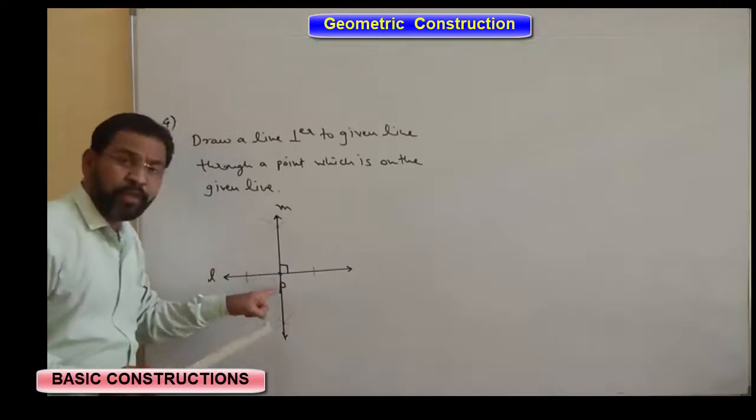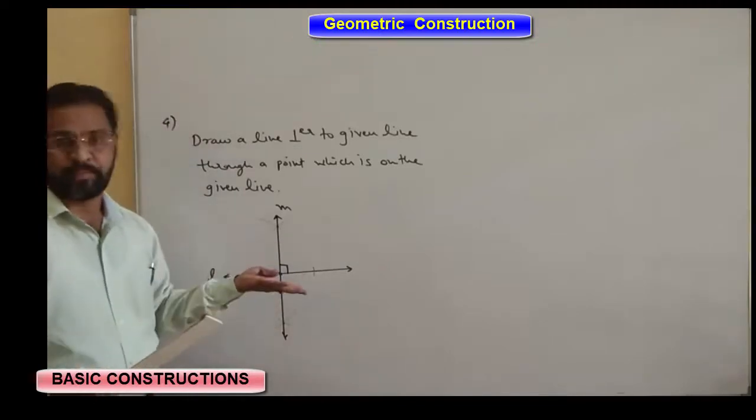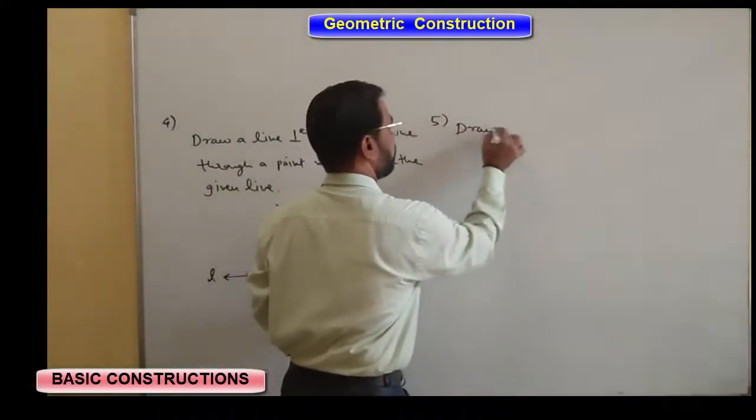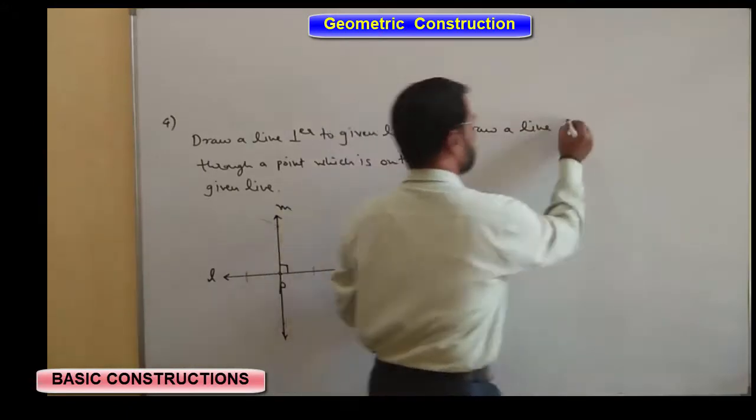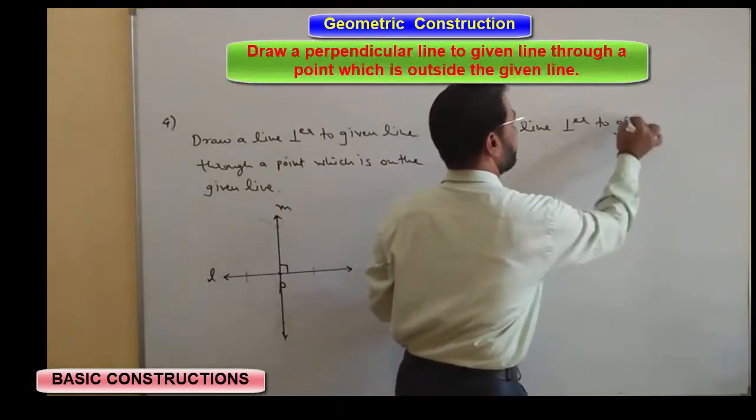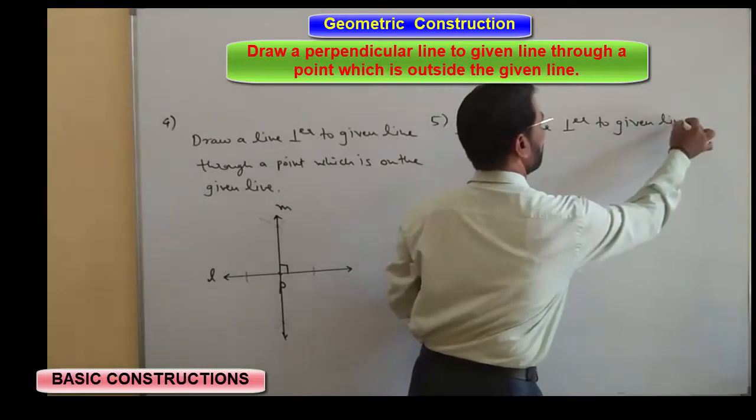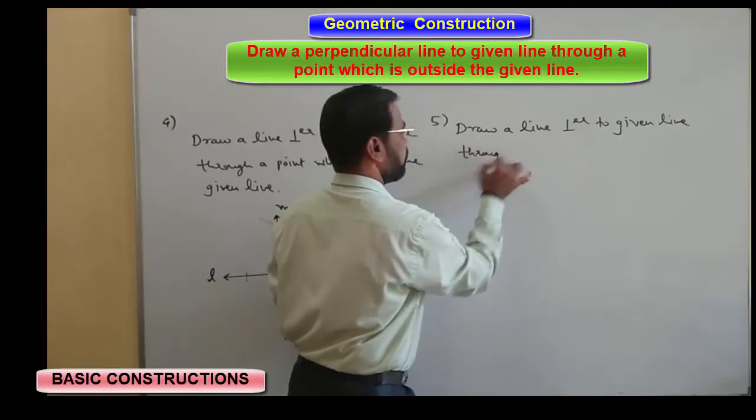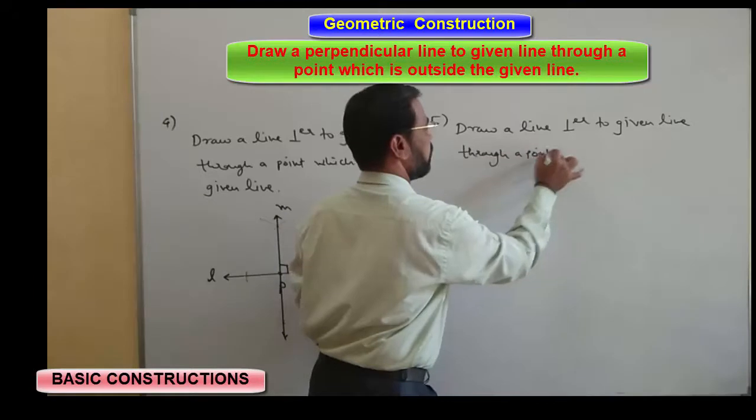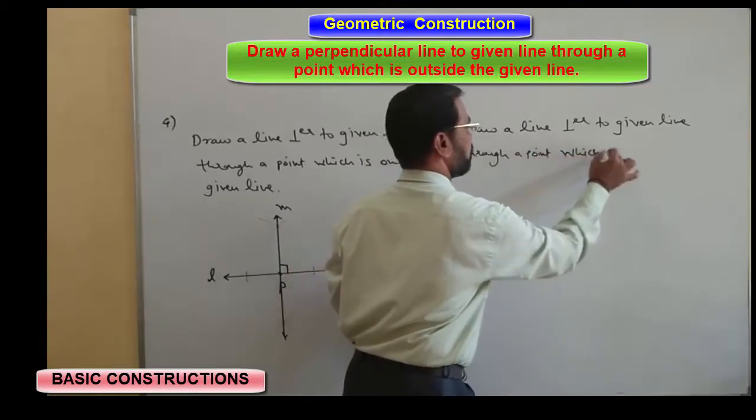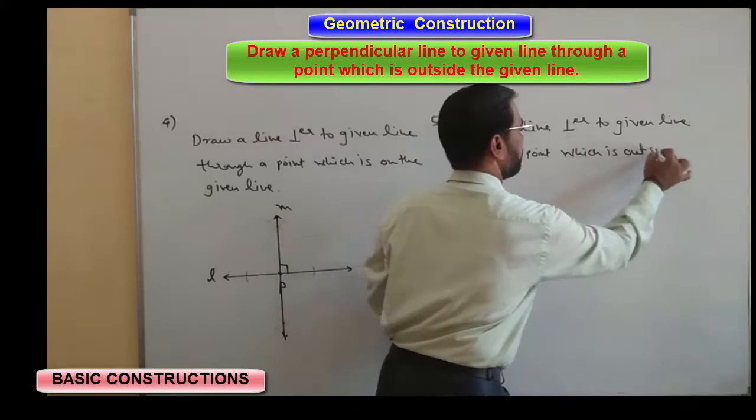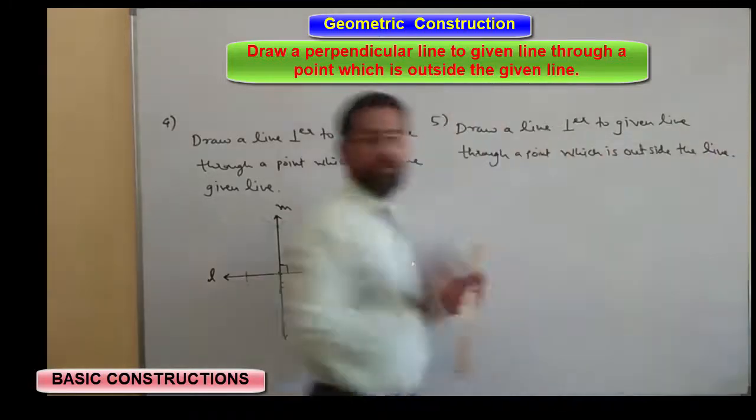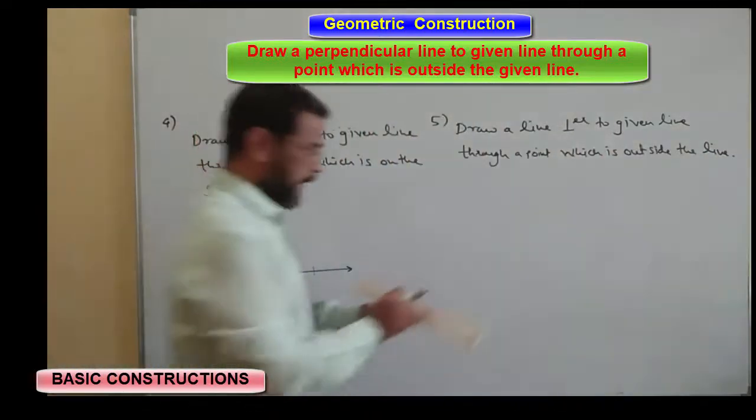Now, this particular point P which is outside the given line. Okay? See here. The fifth one, same thing. Draw a line which is perpendicular to the given line, through a point which is outside the line. Okay, now again I am going to draw a line here.